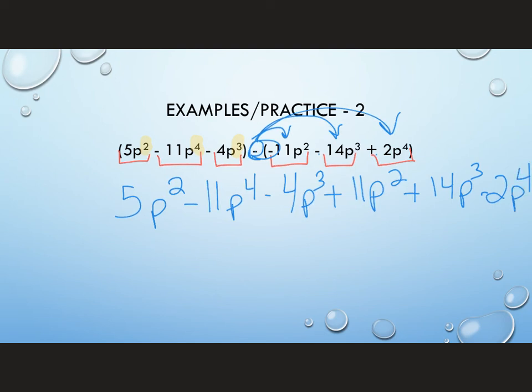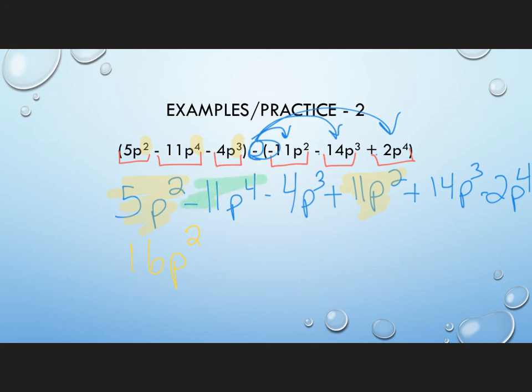Now I'm going to combine my like terms. So first I'm going to identify my like terms. So 5p squared goes with 11p squared. Those combine to give me 16p squared.